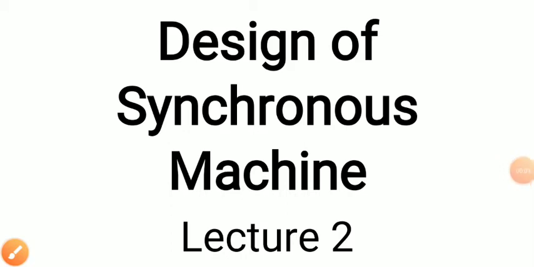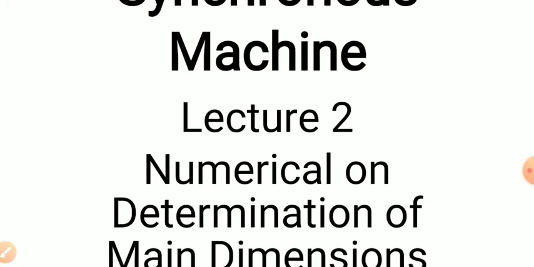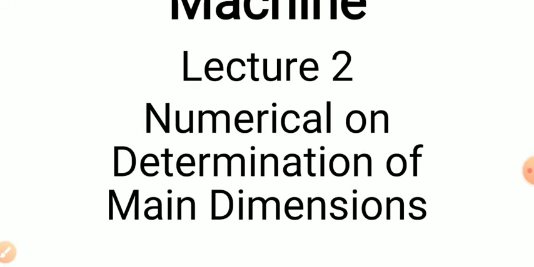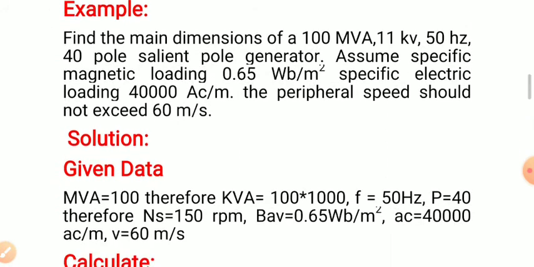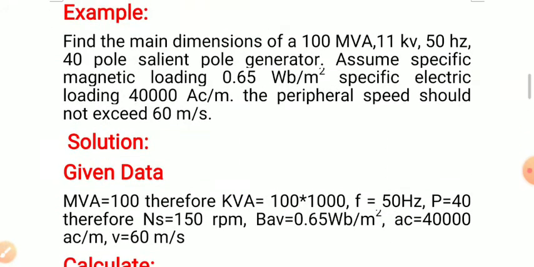In this lecture, we will solve the numerical on the determination of main dimensions of a synchronous machine. Now, the example which we are going to solve in this lecture is: find the main dimensions of a 100 MVA, 11 kV, 50 Hertz, 40 pole salient pole generator.